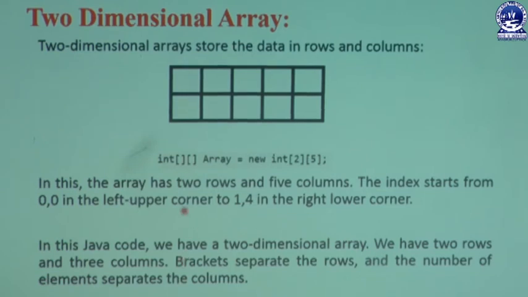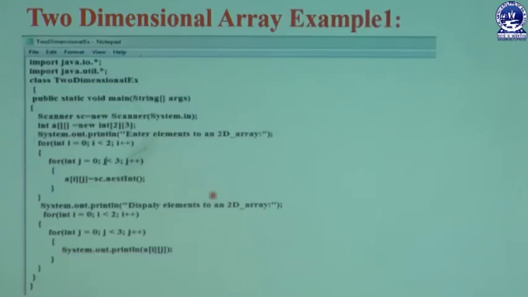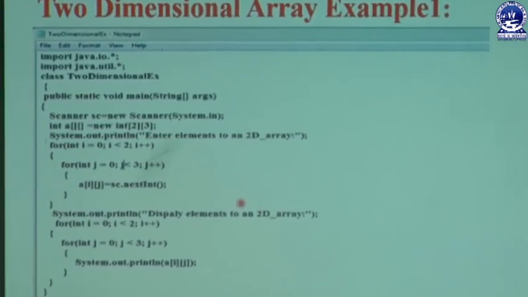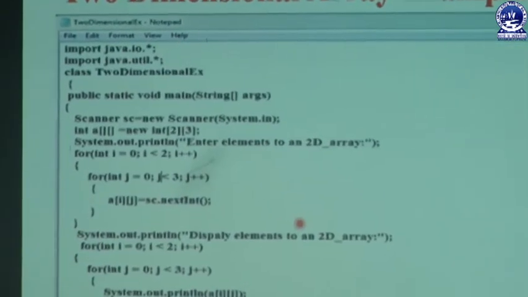So in a 2D array we have a two-dimensional structure, here with 2 rows and 3 columns, with brackets separated by rows and the number of elements separated by columns. Using a 2D array we can store multiple elements, but all of the same type. Let us discuss an example of that 2-dimensional array.